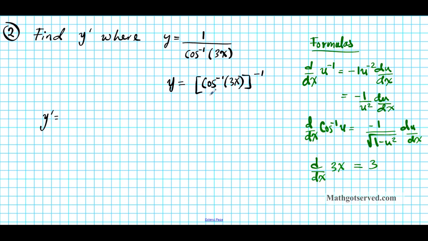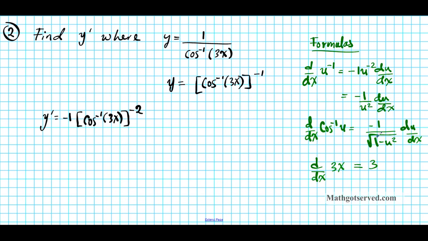-1, applying the power rule to the outer function, -1 times the arccosine of 3x raised to the -2 power. Okay, so that's the first rule here, -1u to the -2, or I could have written it as -1 over arccosine of 3x squared. Now we're going to shift our attention to the next composite function, arccosine of 3x.